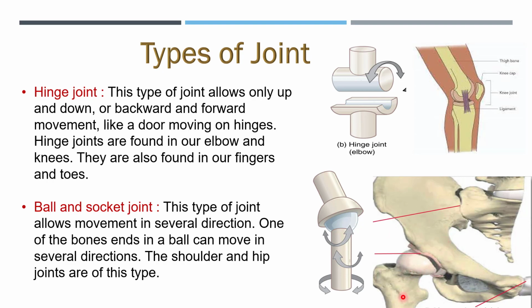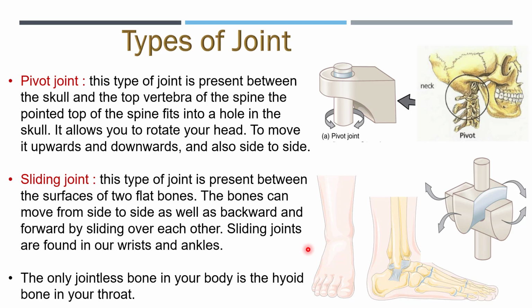Now let's have a look at the other types of joints, that is the pivot joint. This type of joint is present between the skull and the top vertebra of the spine. The pointed top of the spine fits into a hole in the skull. It allows you to rotate your head to move it upward and downwards and also side to side. This is the image of a pivot joint. How does it look technically?